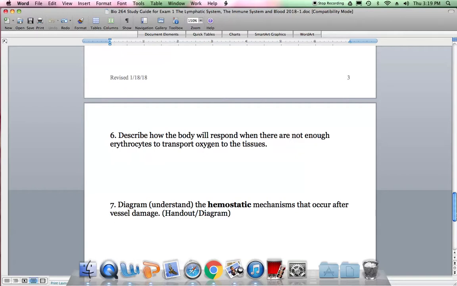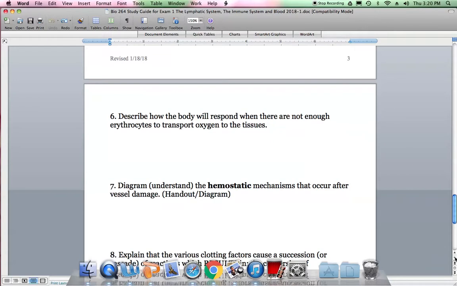Number 7, now we're going to that third major formed element, the platelets. And platelets are essential for stopping the bleeding. Hemostasis is stopping the bleeding. So platelets are actually critical for this process, but there are many other factors that are involved in actually stopping the bleeding and clot formation.